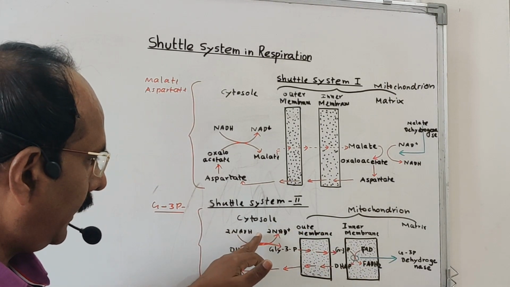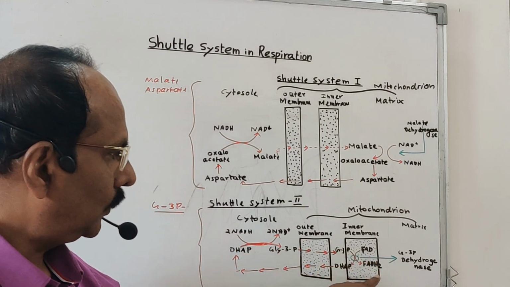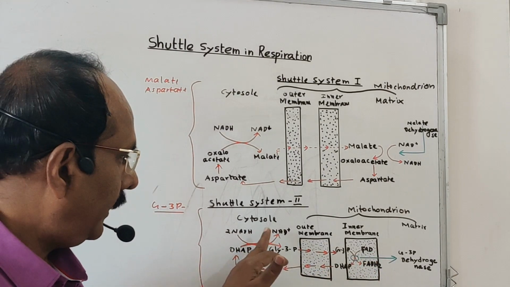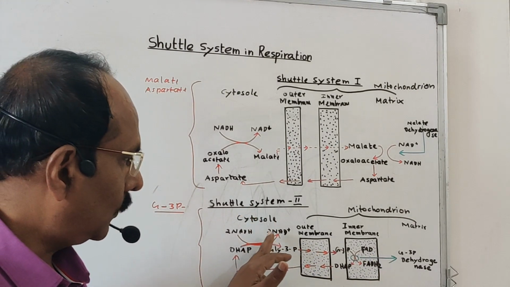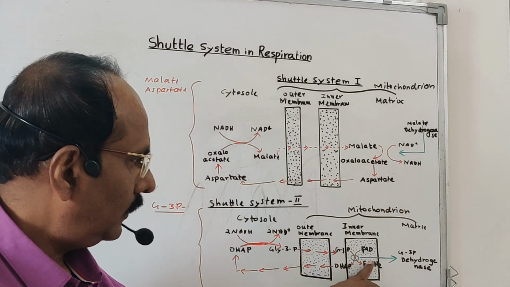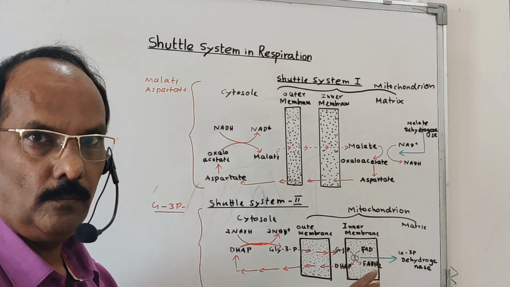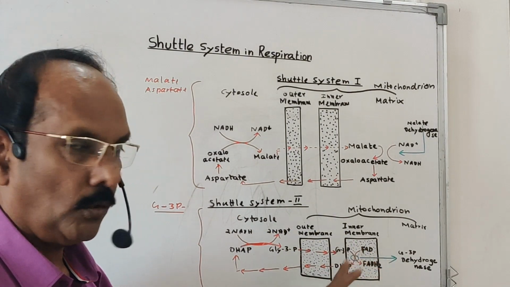So here from one NADH2, a FADH2 is formed. One NADH contains 3 ATP molecules. Out of the 3 ATP molecules, one FADH2 contains 2 ATP molecules. So 1 ATP molecule is lost there.